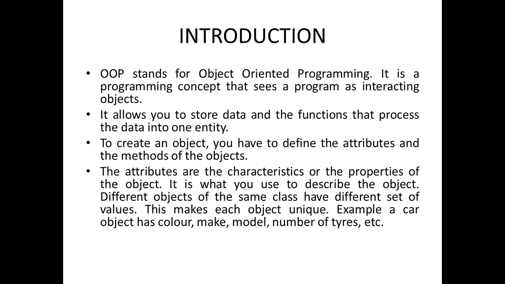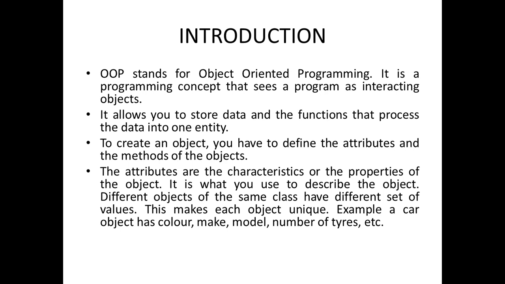Different objects of the same class have different sets of values. For instance, two cars. A car can be seen as an object. And what are the properties of a car? A car has a color, a car has a make, a car has a model, a car has a number of tires. Different cars have different numbers of tires. So you see that the values of these attributes make one object different from another object.